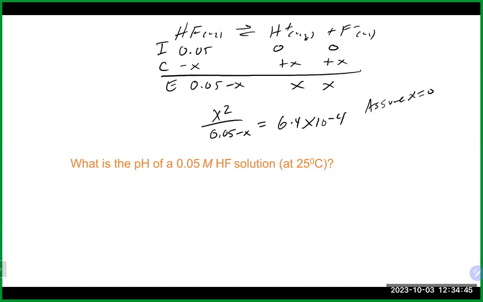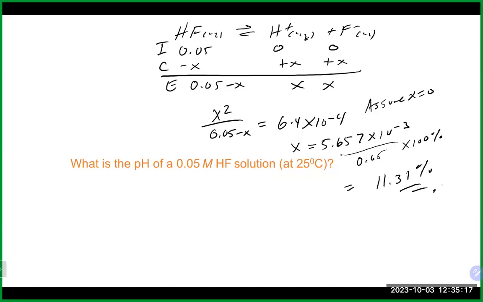we're going to get 0.05 times 6.4 to the minus 4. We're going to take the square root of it. If we solve it the same way, multiply and then take the square root, we'll get an X value of 5.657 times 10 to the minus 3. Now, when we take this and divide it by our initial concentration and times it by 100%, we're looking in this case at 11.31%, right? Which is not so good.